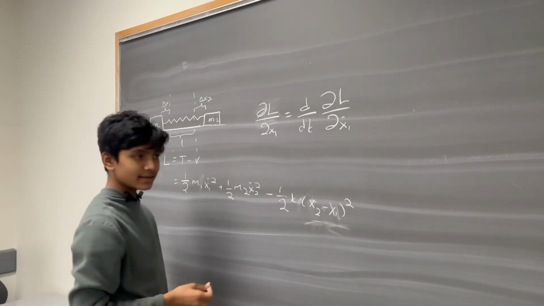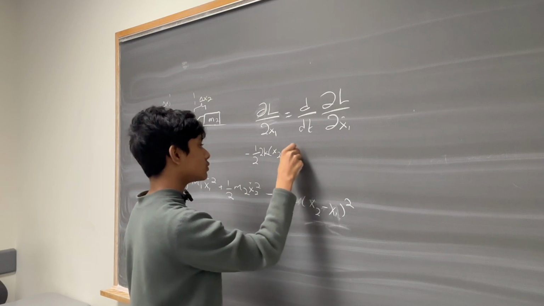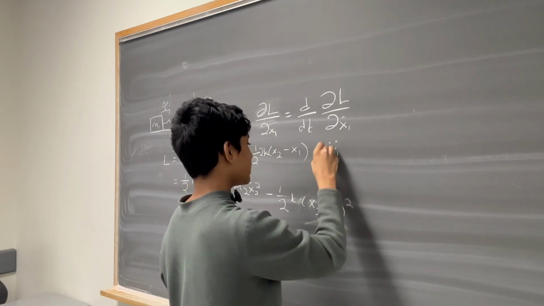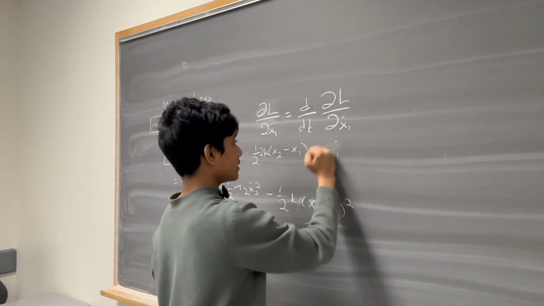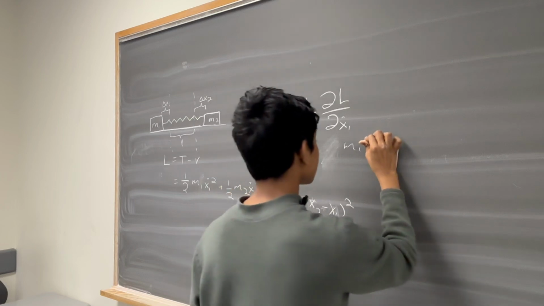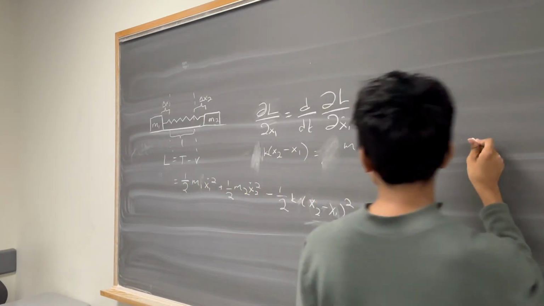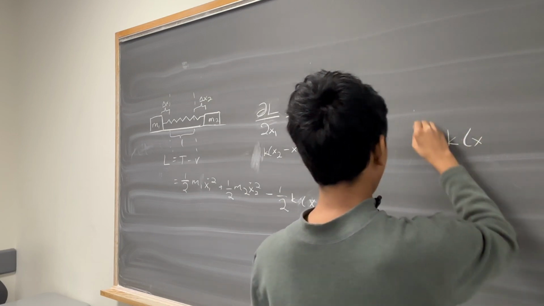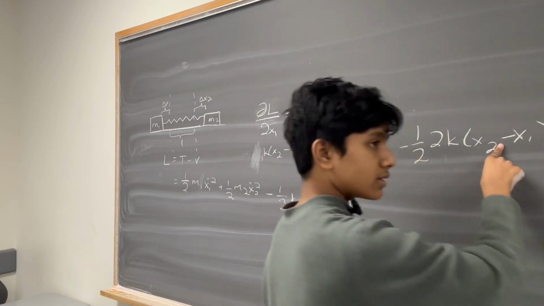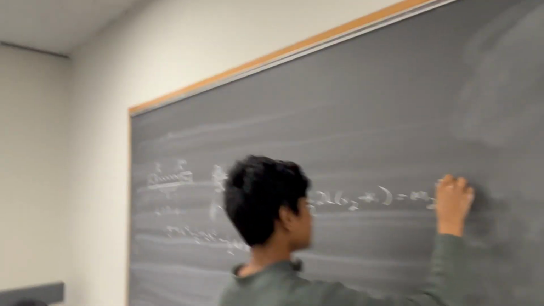Well, partial L partial x1 in this case is going to be minus 1/2 k times 2 times x2 minus x1. Oh, and actually the minus comes out because this is negative. Is equal to m1 x1 double dot. And if you want evidence, this is just d/dt of m1 x1 dot, which makes m1 x1 double dot. Then, on the other side, we have half 2k times x2 minus x1, and the second minus doesn't come out because x2's coefficient is positive, and that's equal to m2 x2 double dot.